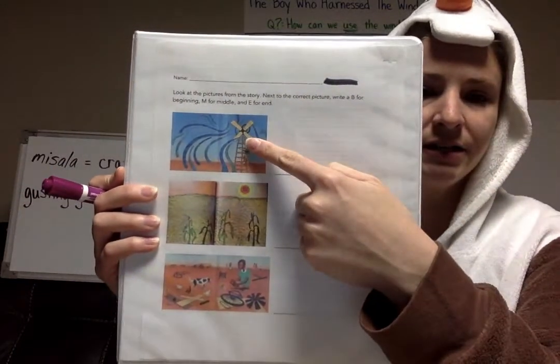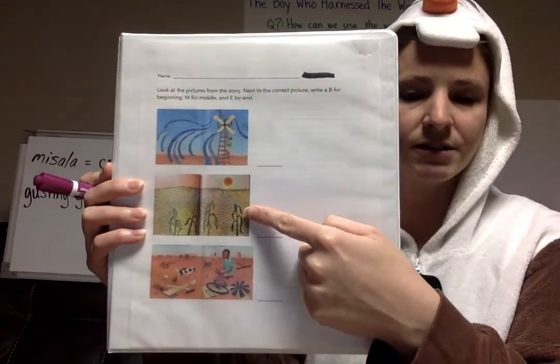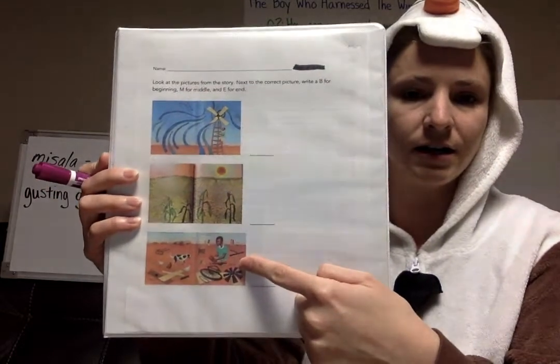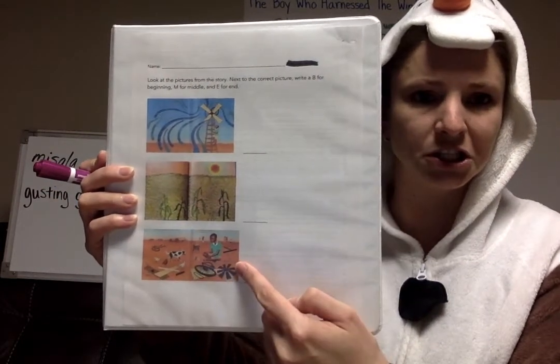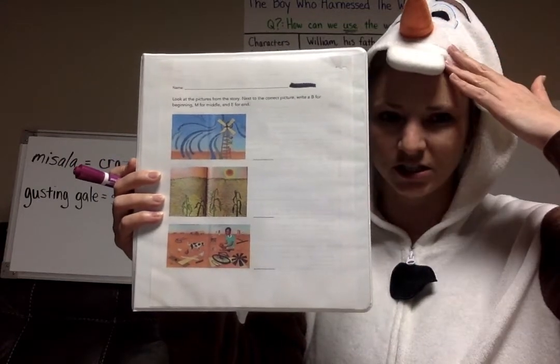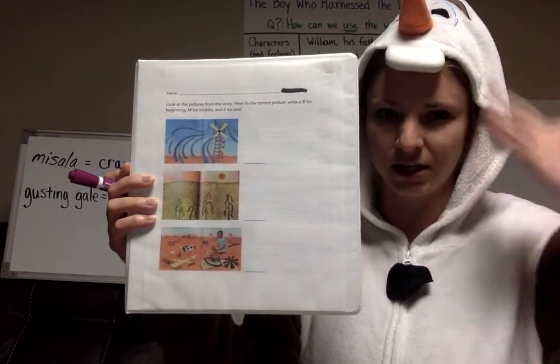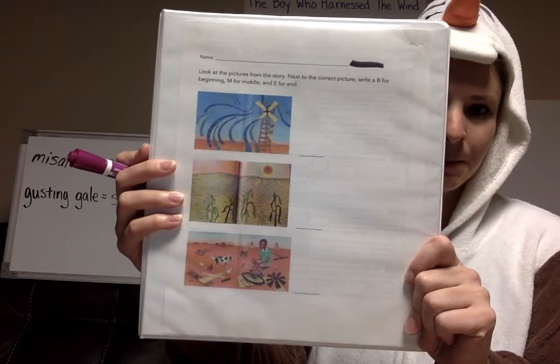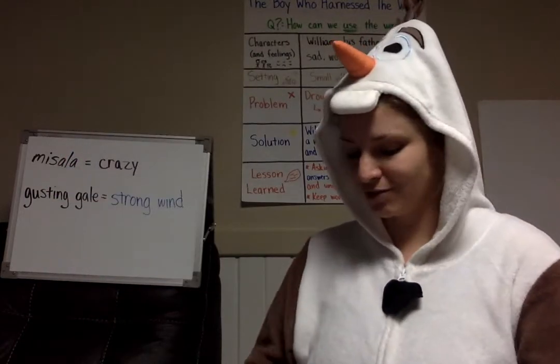So take a look at the pictures. You see the windmill here. Here's where the sun was out. It was nice and hot. And here is where William is with all that junk in the junkyard. So what happened in the beginning? What happened first, next, last, beginning, middle, and end? What do you think? Let's see if you can get this first one.